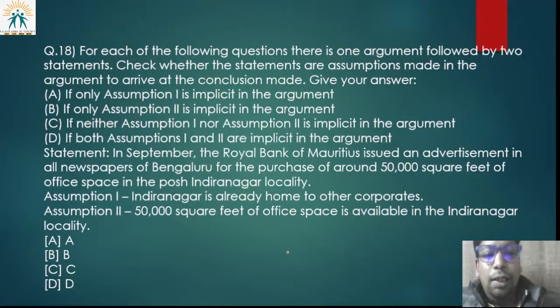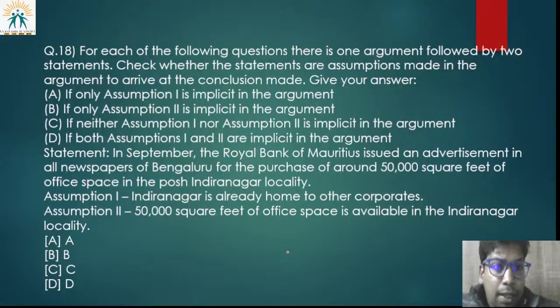Okay, folks. Let's go for 18th. 18th is implicit assumptions. So for each, which is the implicit, right? So the statement is: in September, the Royal Bank of Mauritius issued an advertisement in all newspapers of Bangalore for the purchase of around 50,000 square feet of office space in the posh Indranagar locality. Please remember, it was an advertisement, right? We do not know whether the deal actually happened or not.